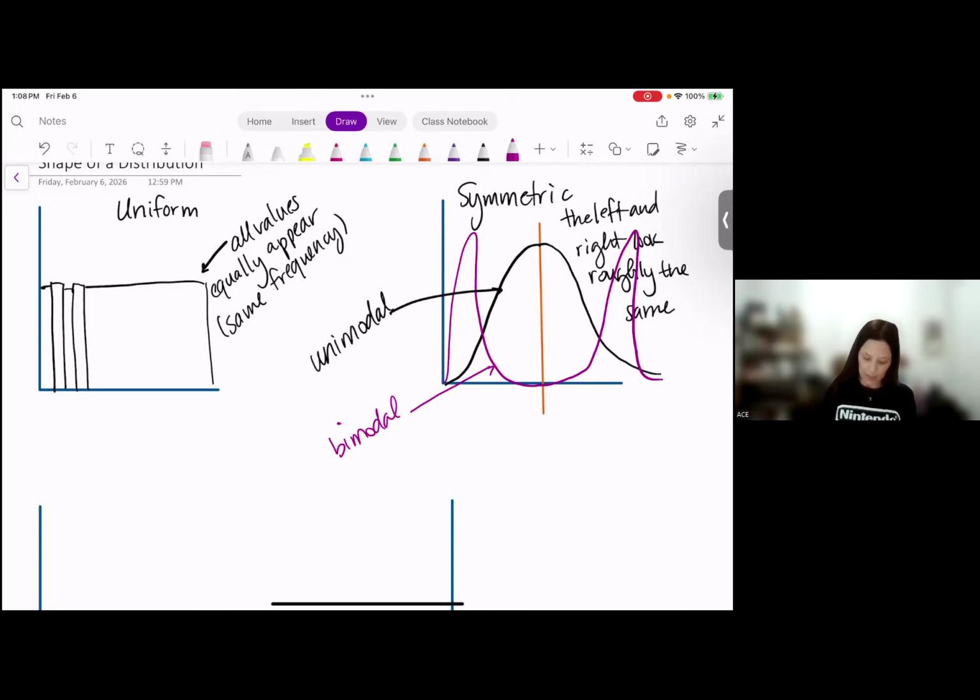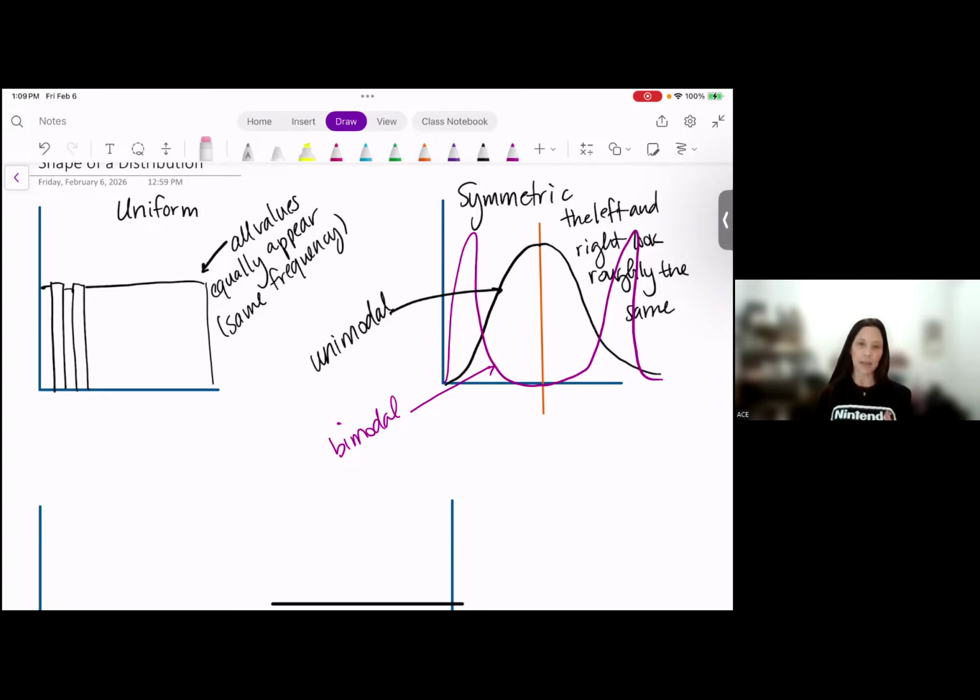A lot of people might get confused if they're looking at a distribution that has two high peaks, and they would call that bimodal because I have two high bars. That is not bimodal. Bimodal is when your distribution has two main peaks with a valley in between. Anything that has more than two, we're just going to call multimodal.